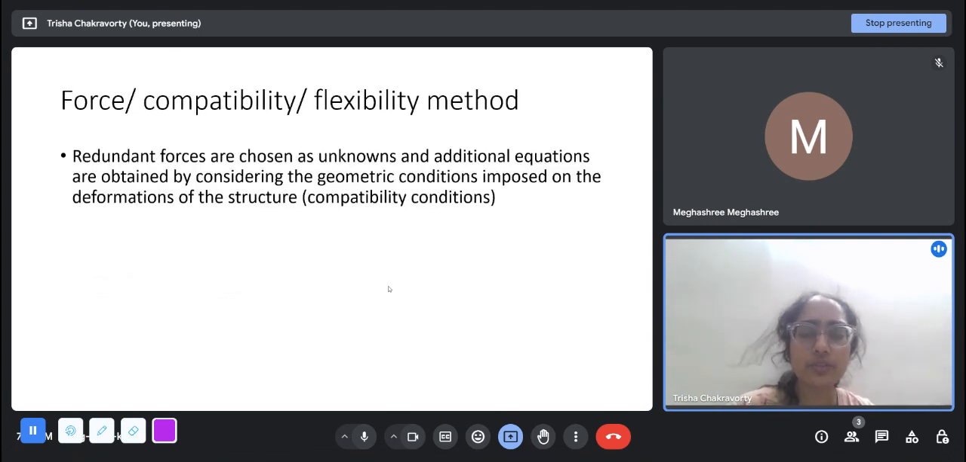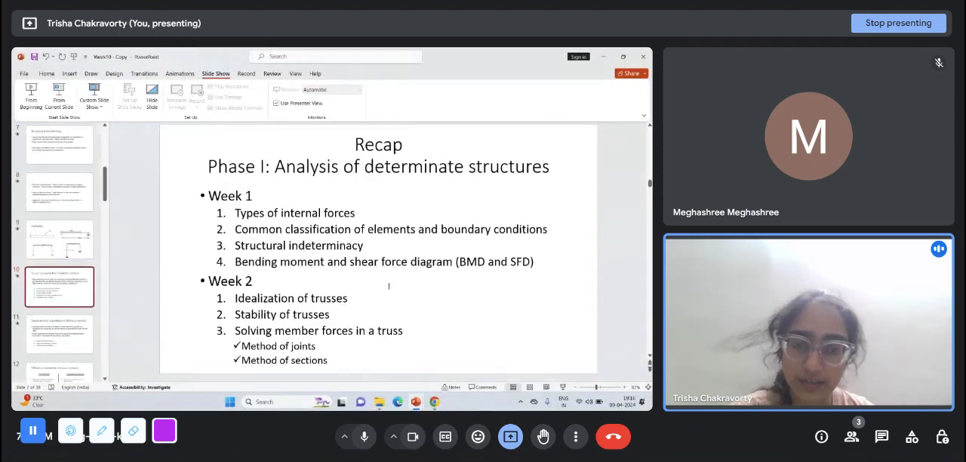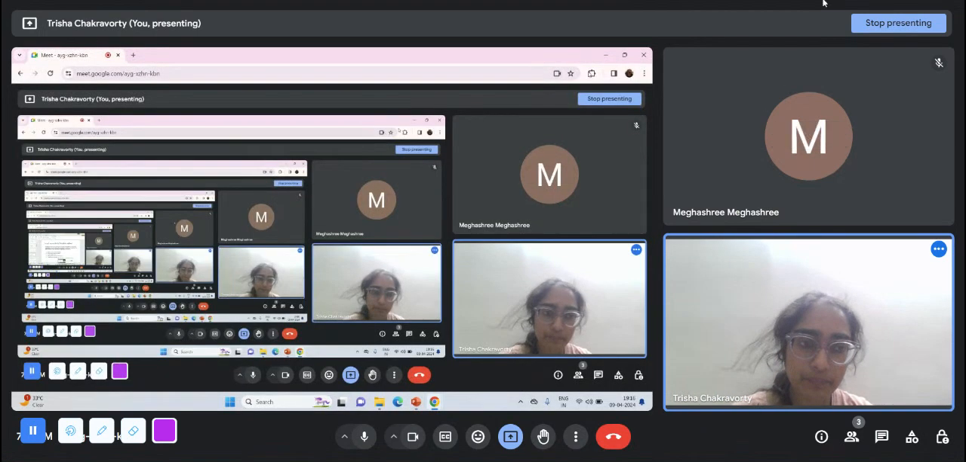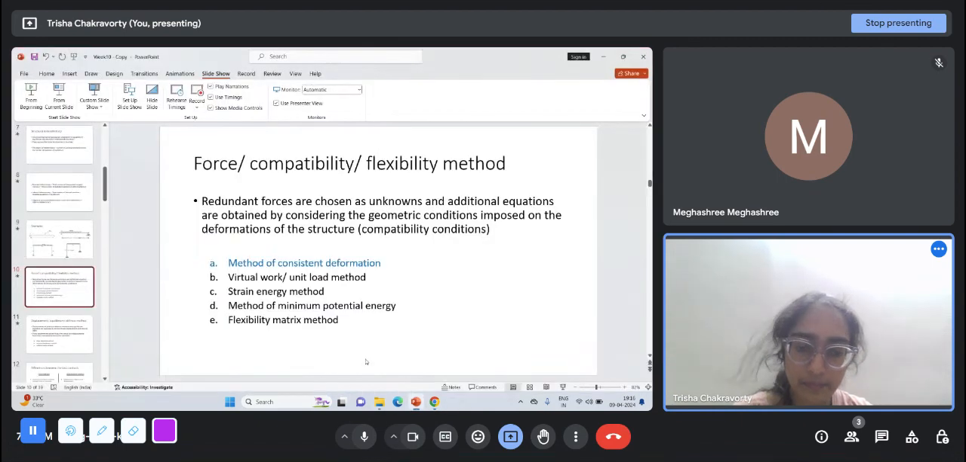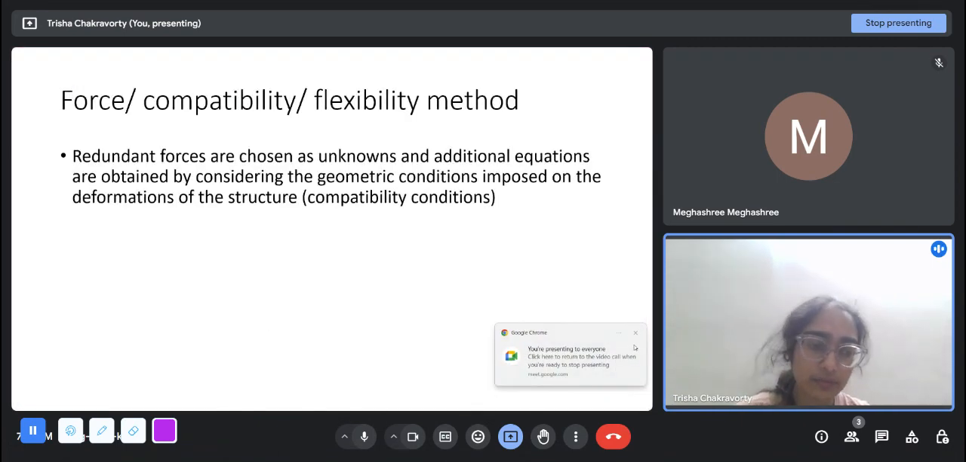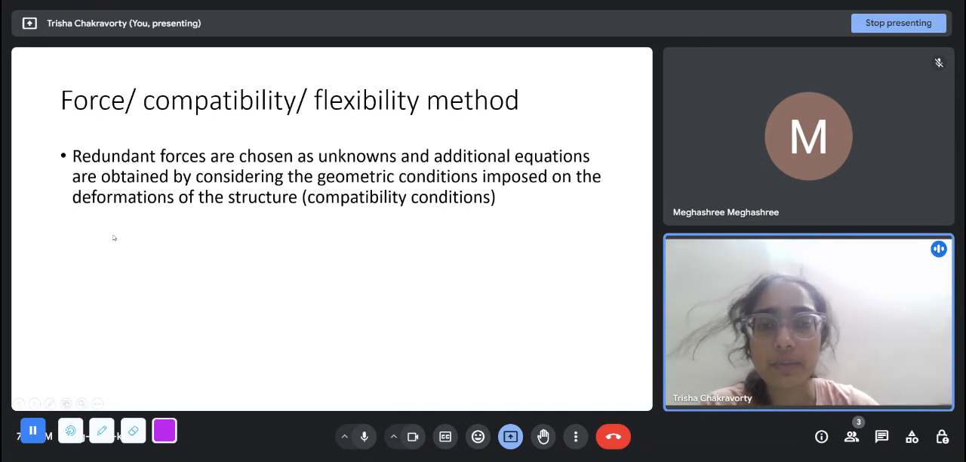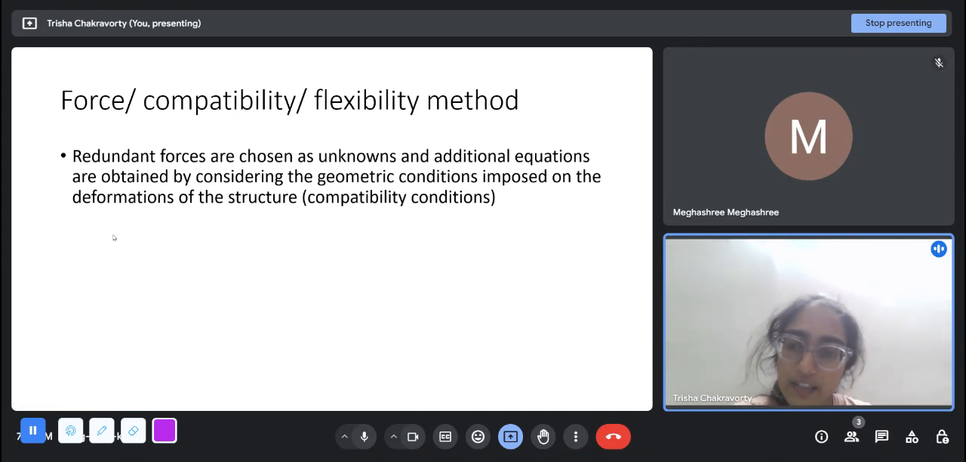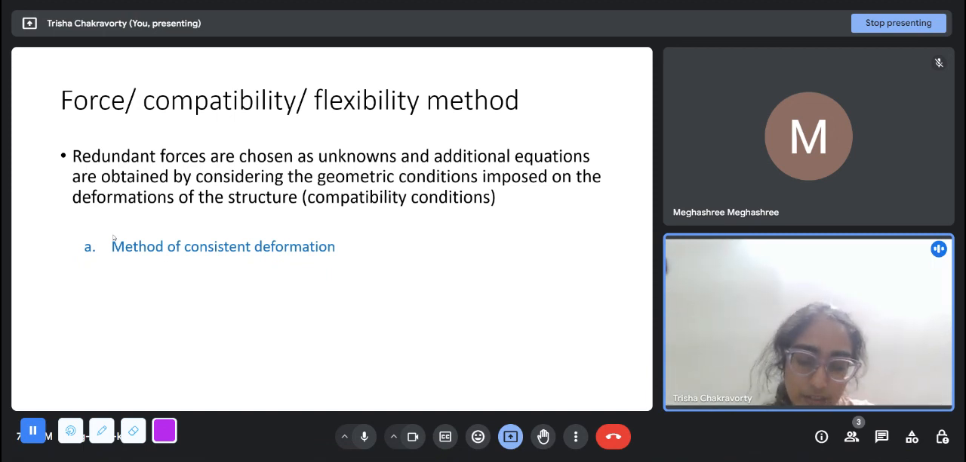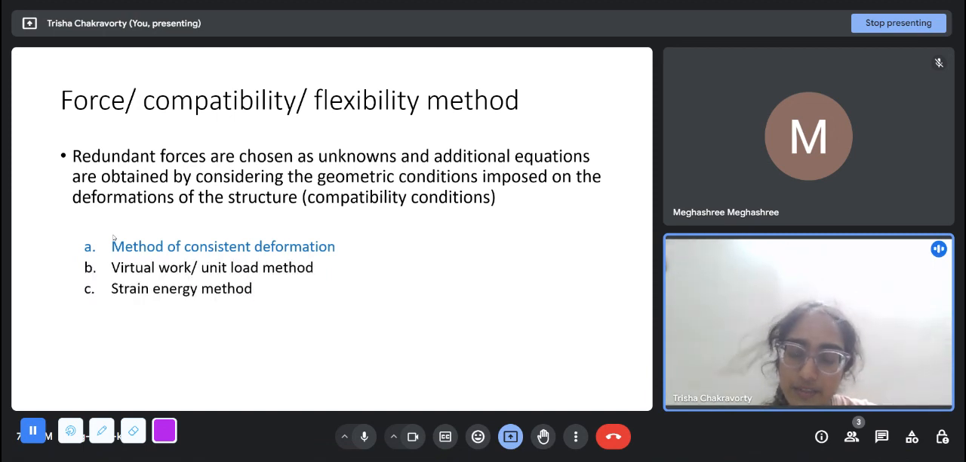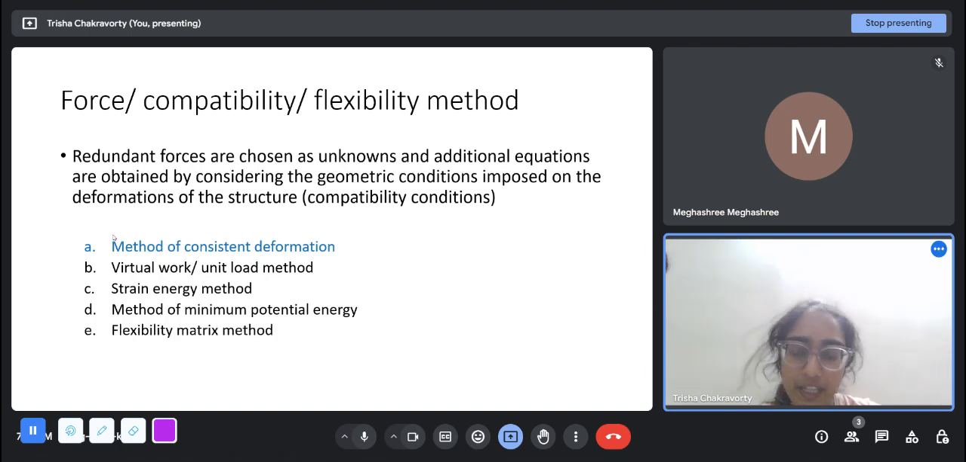Let's briefly look at the two approaches that we follow to solve indeterminate structures: the force methods and the displacement methods. The force method is also called the compatibility or flexibility method. Here, as we have seen in the method of consistent deformation several times, the redundant forces are chosen as unknowns, and the additional equations are obtained by considering compatibility conditions, that is, the geometric conditions imposed to ensure the continuity of structures. There are several methods: the method of consistent deformation, unit load method, strain energy method, method of minimum potential energy, and flexibility matrix method.